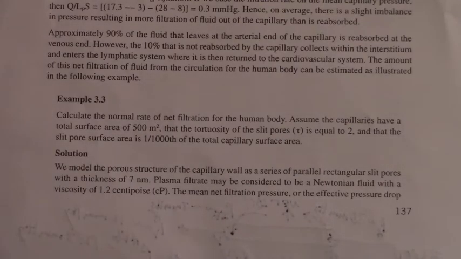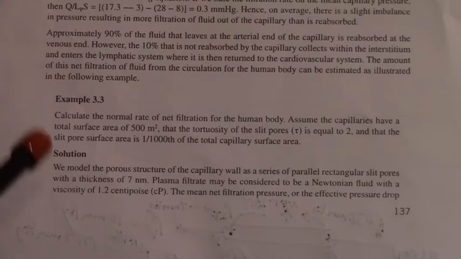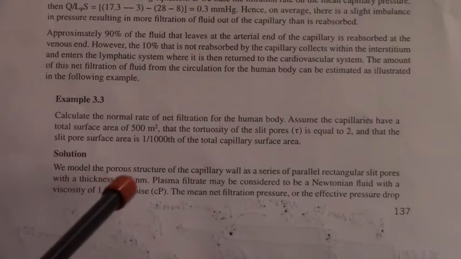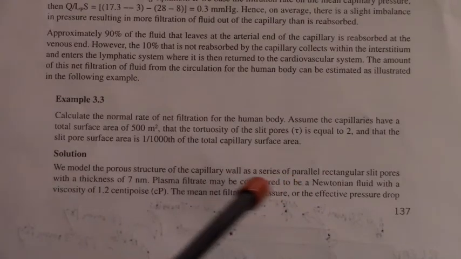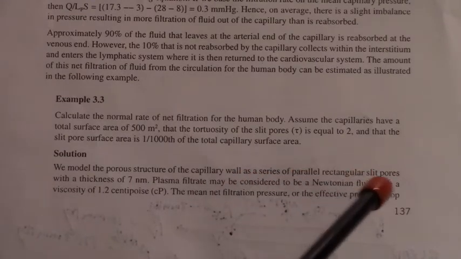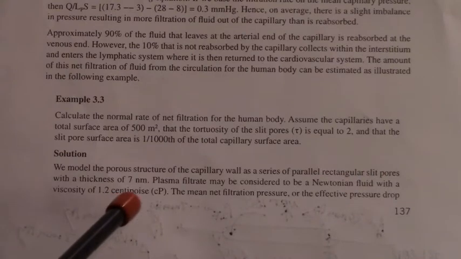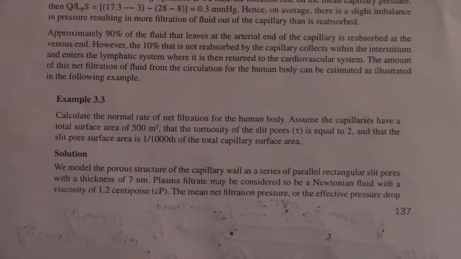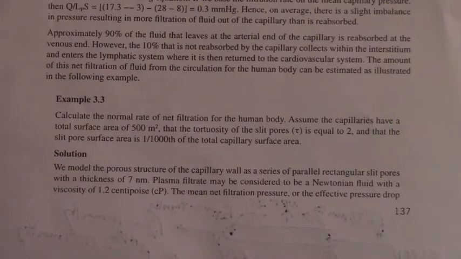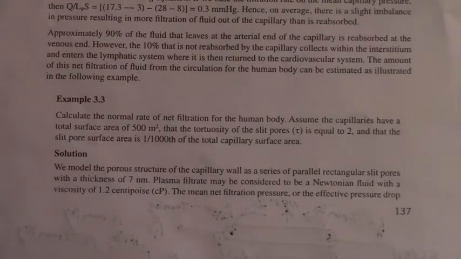So how would we make the calculation? Well, we would model the porous structure of the capillary wall as a series of parallel rectangular slit pores with a thickness of 7 nanometers. So rather than taking them as round, we're going to go with the idea that they're rectangular slit pores, and we'll use the rectangular version of the equation that we developed in the previous lecture for the hydraulic conductance.